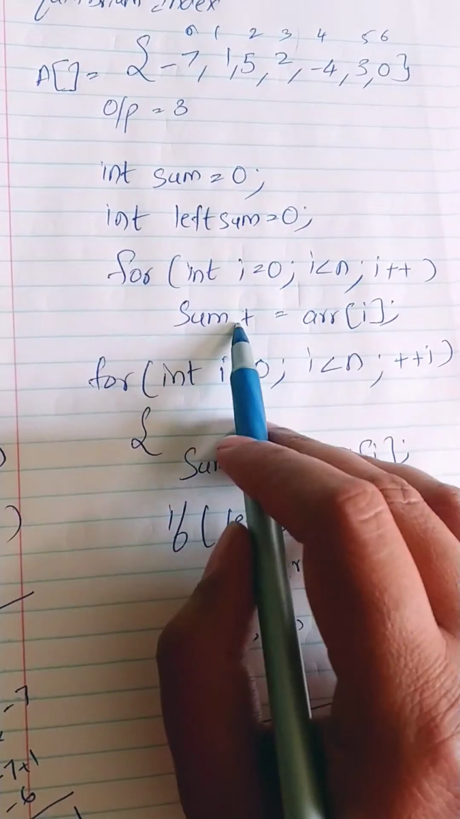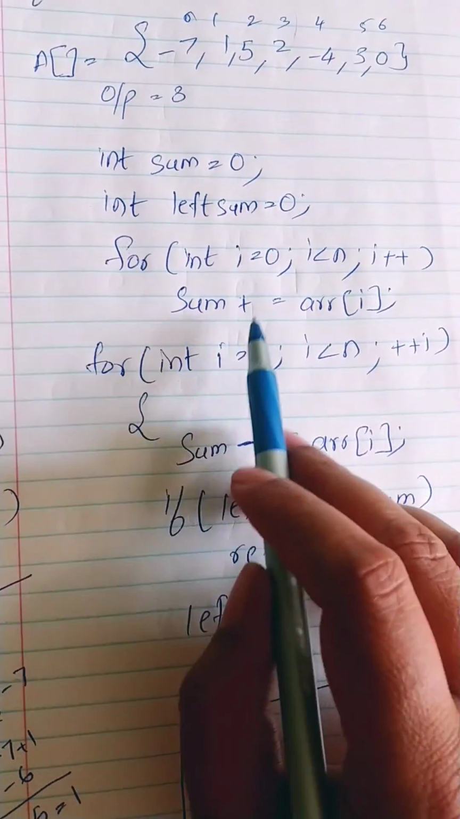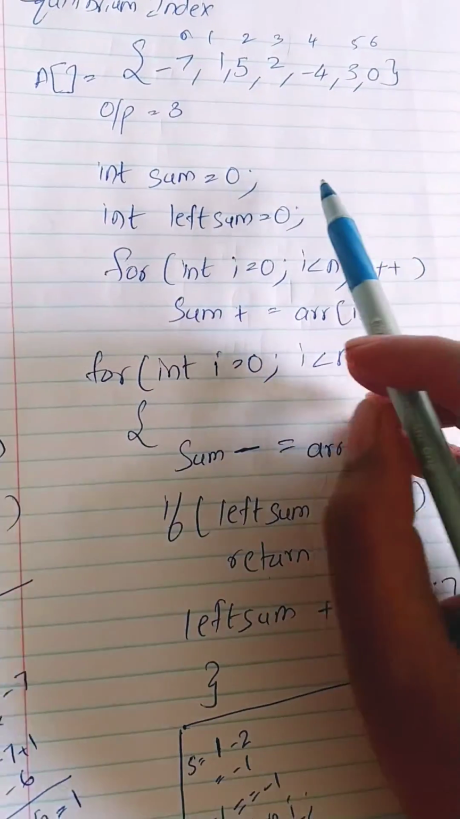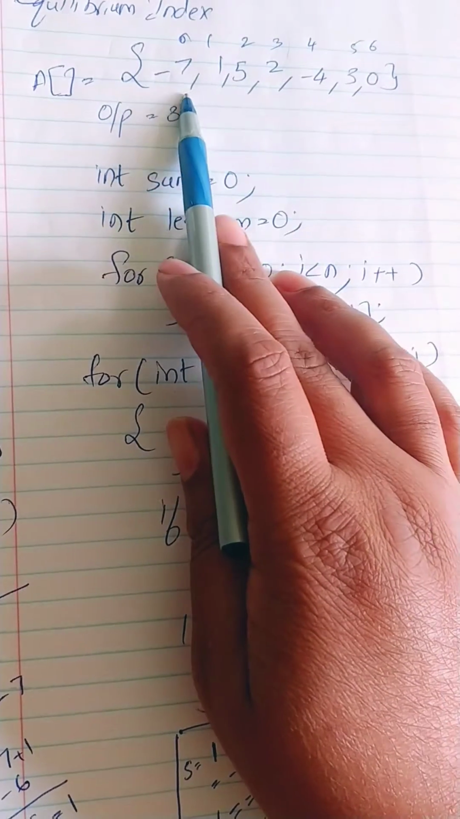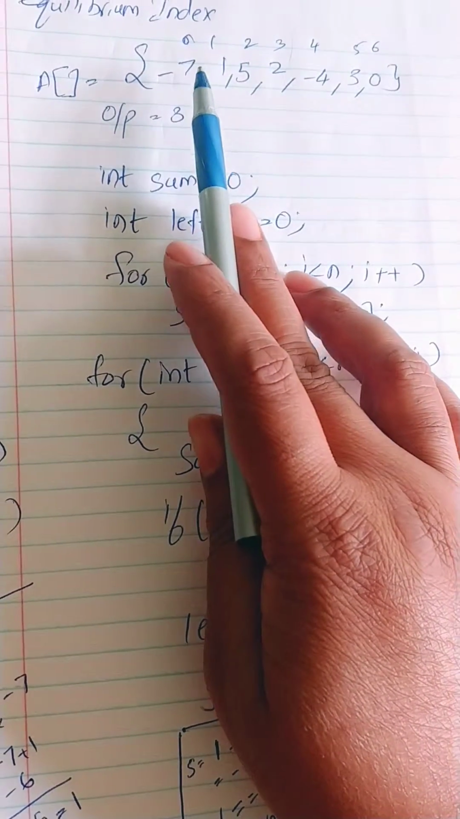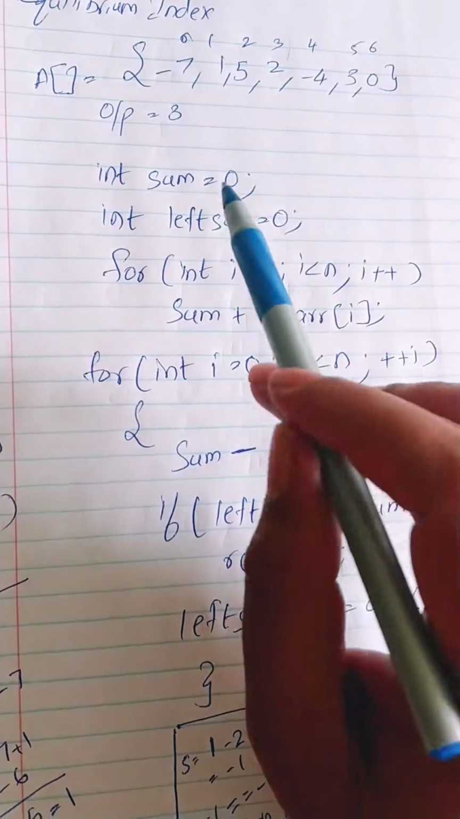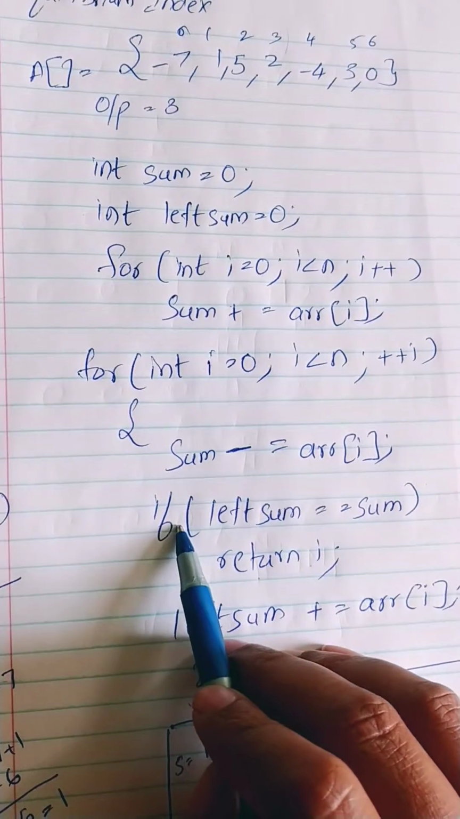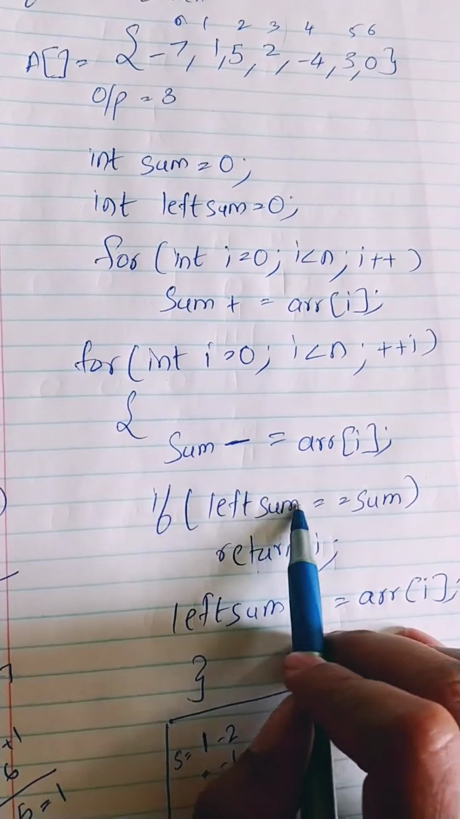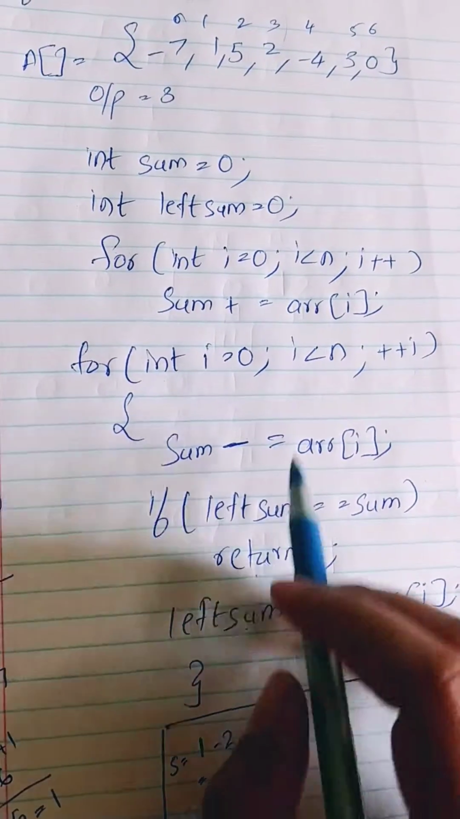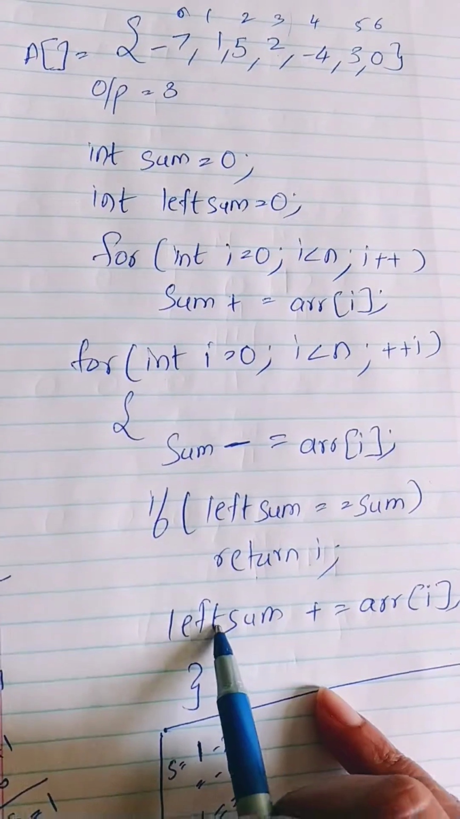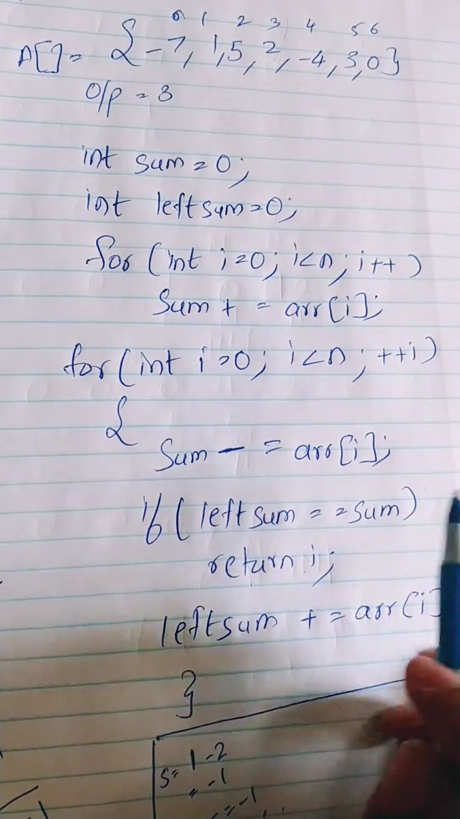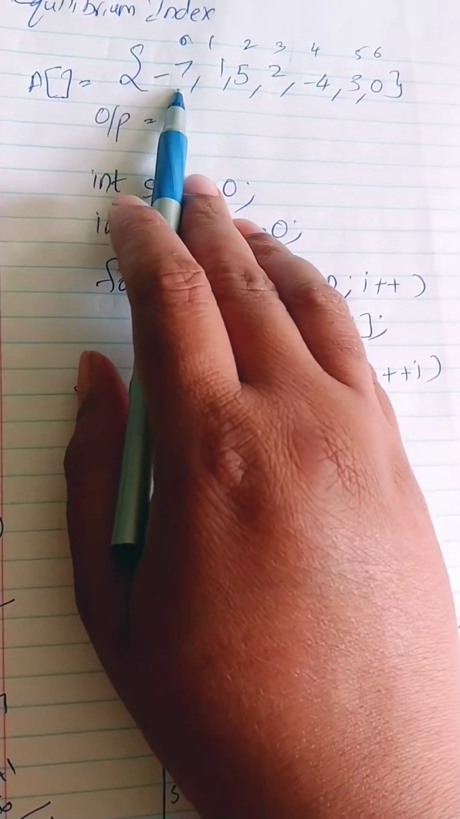We iterate through a for loop and calculate the whole sum, and we again take a for loop, and we would be subtracting the values from the sum, which gives the right sum. We check a condition that if the left sum is equal to the sum, then we just return I, and we also do the left sum plus, we just add the array of I to the left sum.